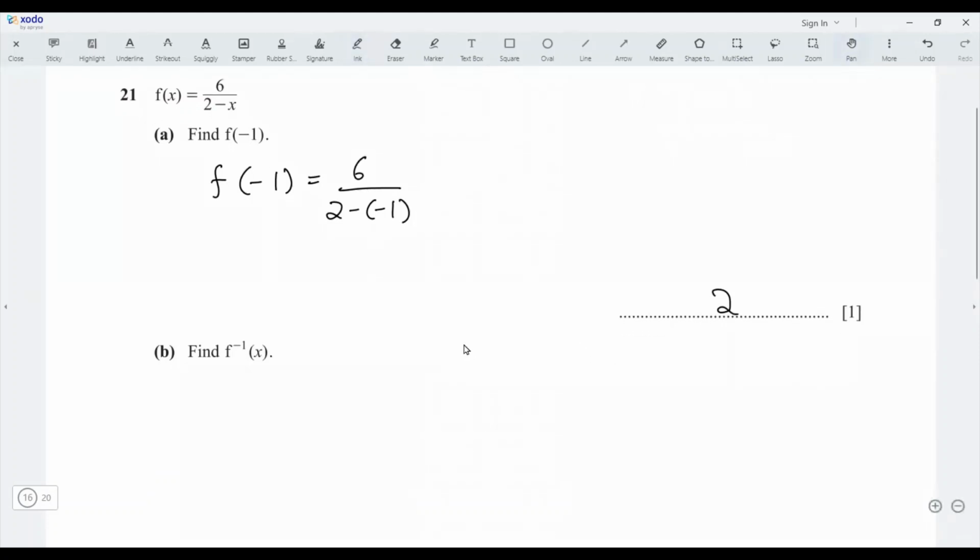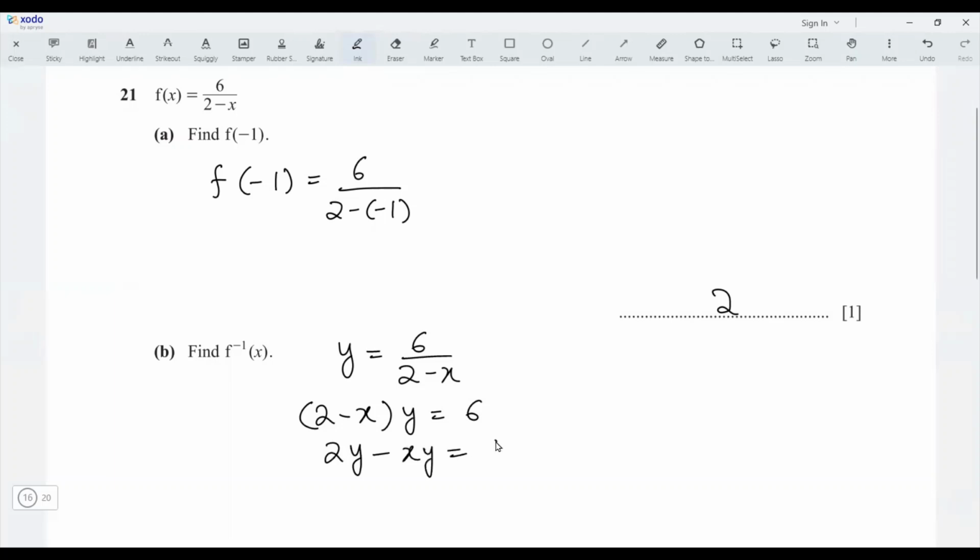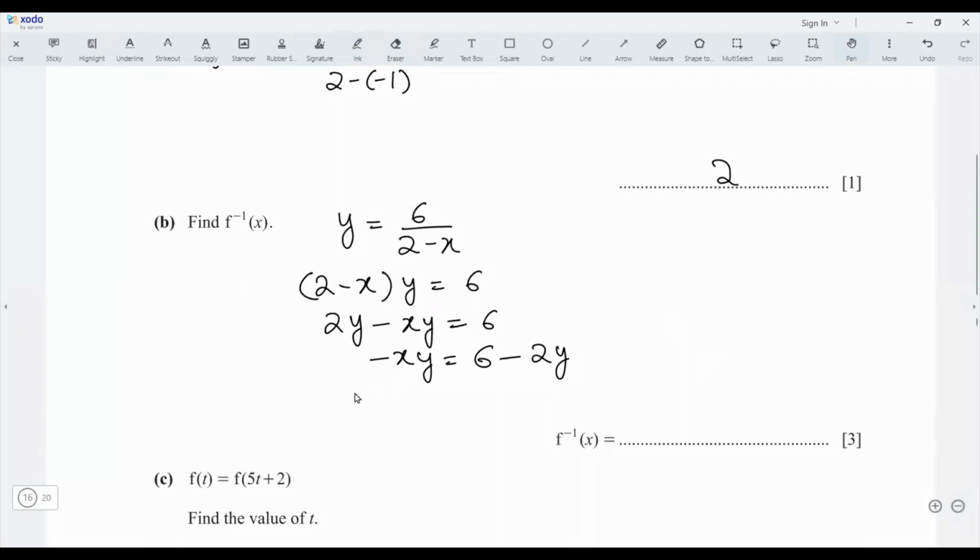So how to find f inverse of x? First of all, write down the function: y equals 6 over 2 minus x. Now make x the subject by cross multiplication. 2 minus x times y equals 6. Now multiply them: 2y minus xy equals 6. Now bring that 2y onto the other side. So minus xy equals 6 minus 2y. So x and y are going to multiply.